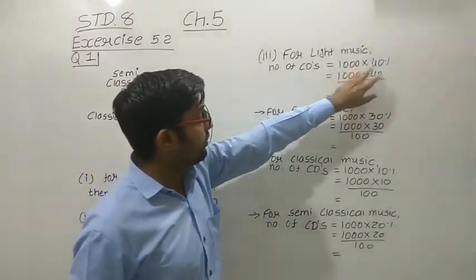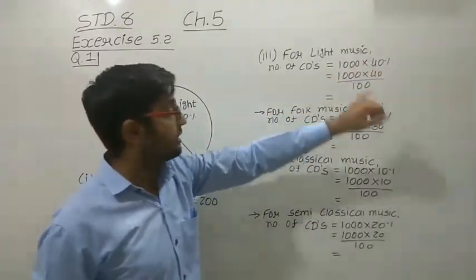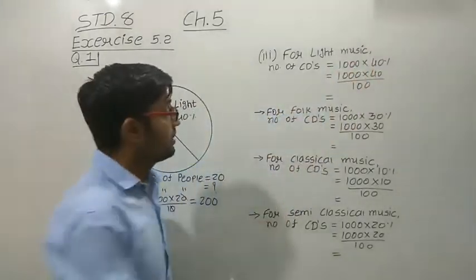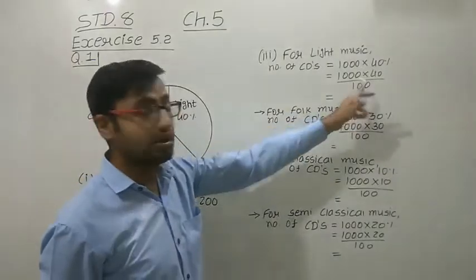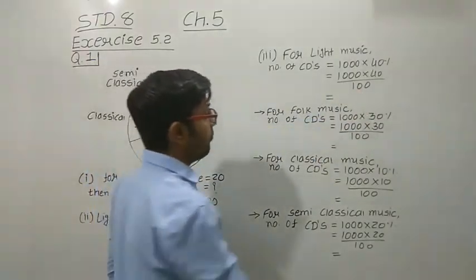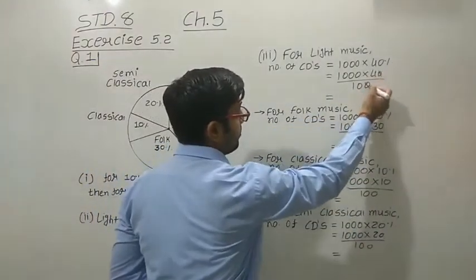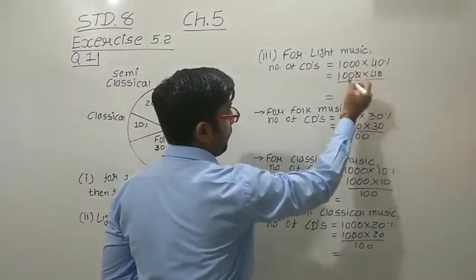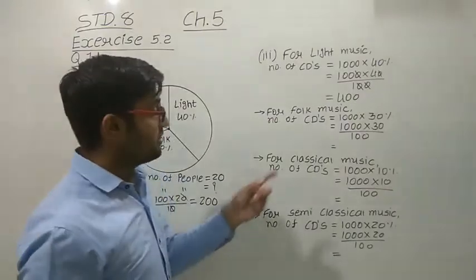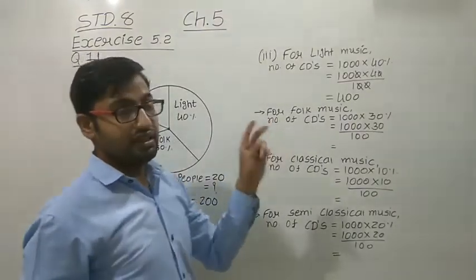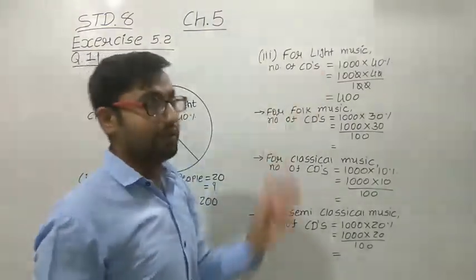So we can find out the 40% of the 1000. That is 1000 into 40%. So 1000 into 40, when we remove this percentage sign, we have to put 100 in the denominator. Now when we cancel 0, 0, 0 and 0, what will remain? 4 into 100, that is 400. This means 400 CDs can be produced for the light music.